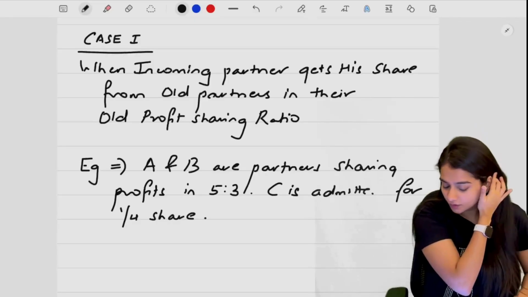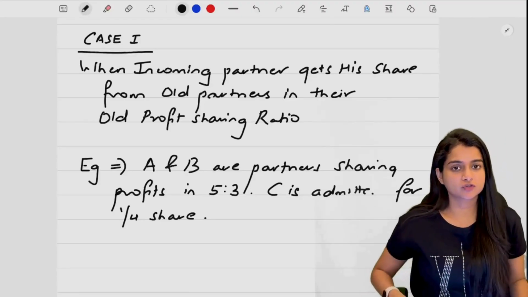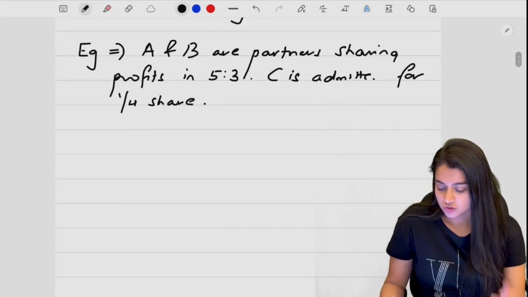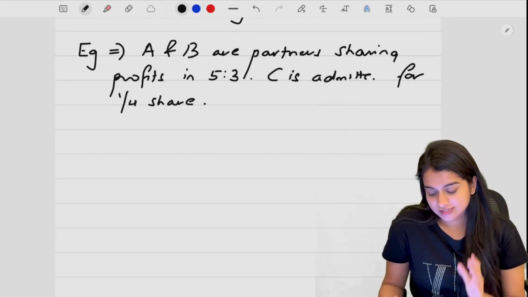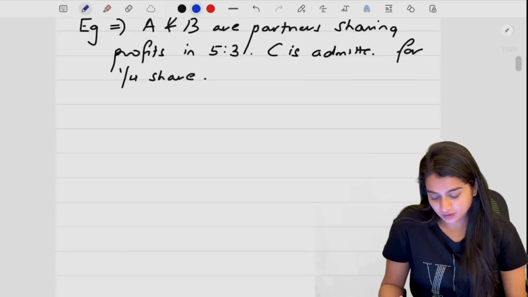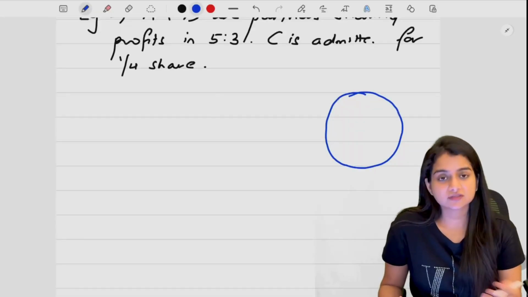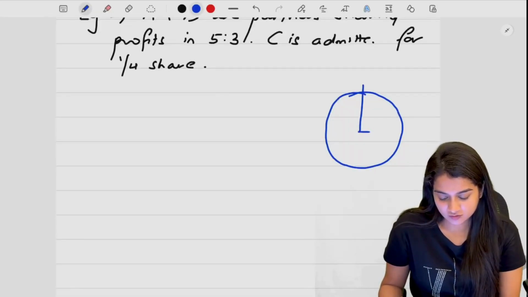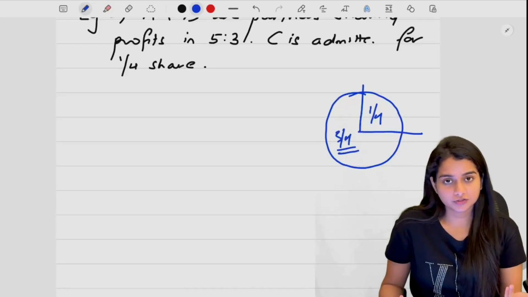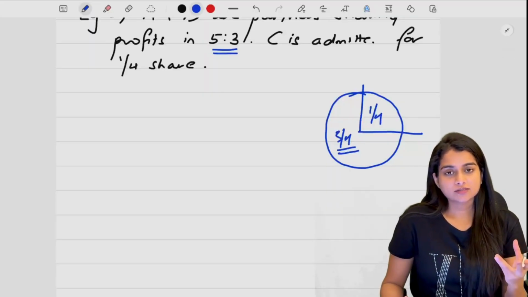Okay, let's start with an example and see if we are able to understand how we have to solve this. Okay, so we have A and B. A and B are partners sharing profits in 5:3. C is admitted for 1/4 share. Now, if I had to make this cake and I had to tell you that C is taking 1/4, you would just tell me, ma'am, that's very easy. Just take this 1/4, and I know that 3/4 is to be divided in what ratio? In 5:3, right? But of course, the examiner requires some presentation.